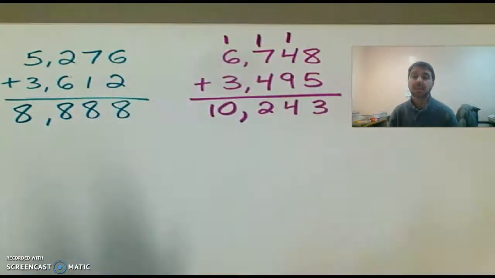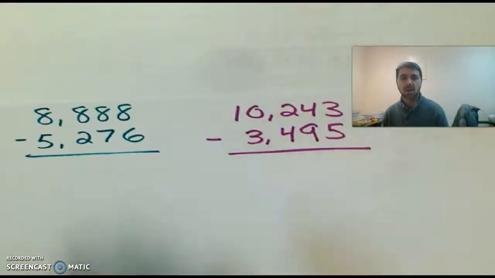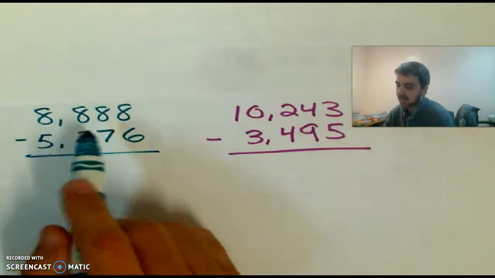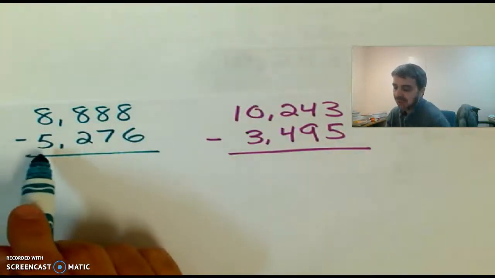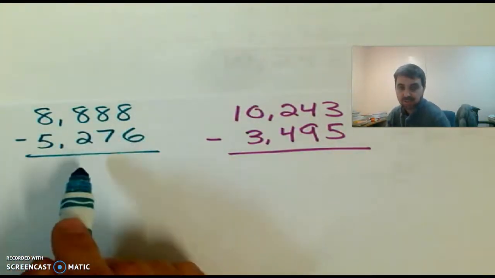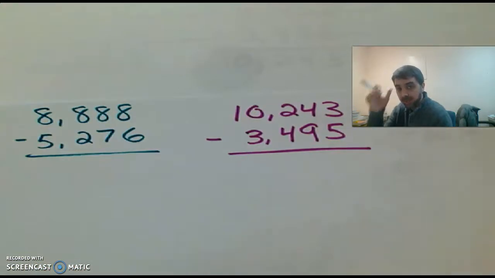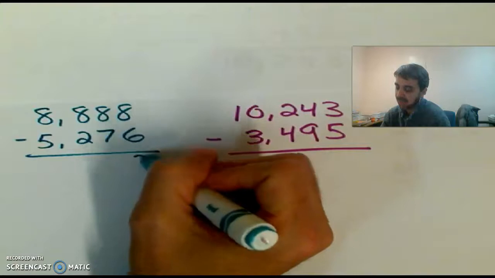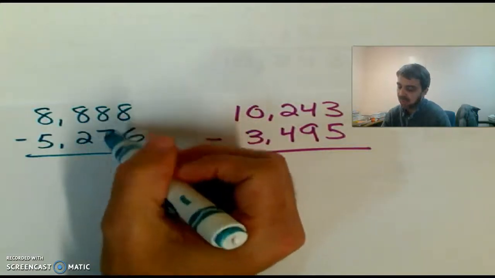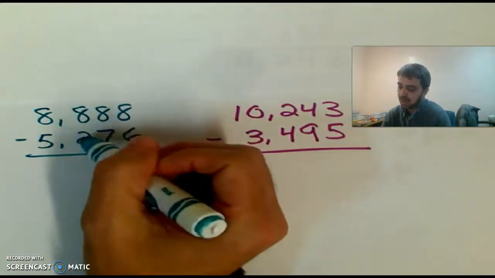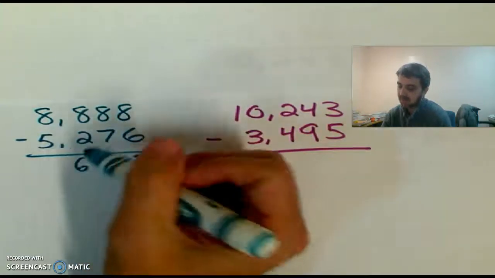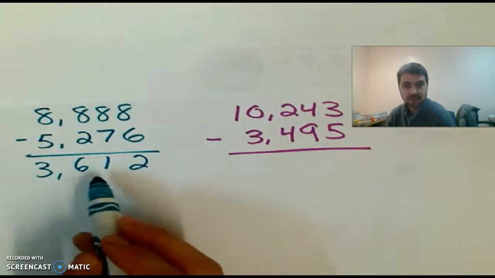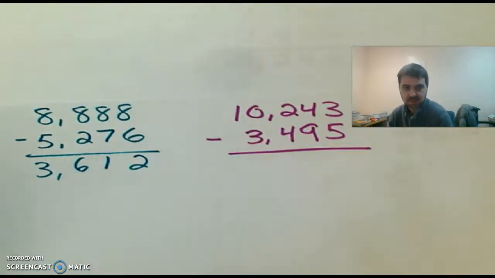All right. Let's take a look at subtraction real quick. So I have 8,888 subtract 5,276. So there's not going to be any regrouping here, which is always the easiest, right? 6 from 8 is 2. If I take 7 away from 8, that's 1. 2 from 8 is 6. And 5 from 8 is 3. So 3,612. Does that make sense?